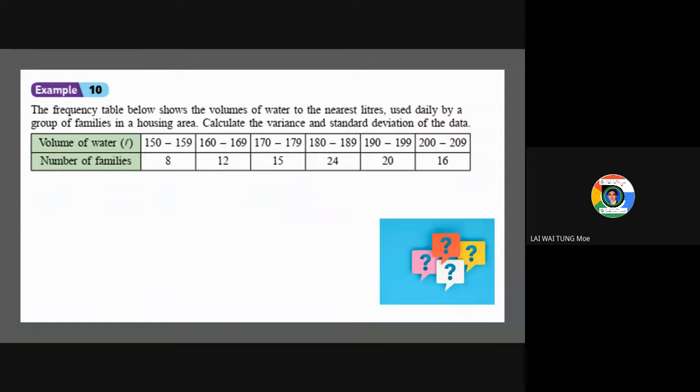So this is example 10. The table below shows the volume of water, to the nearest liter, used by a group of families. Calculate the variance and standard deviation. When you see this question, you know that you need to construct a frequency table containing the midpoint, your x, and also x squared, f times x, and also f times x squared.